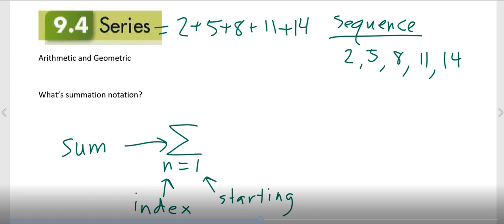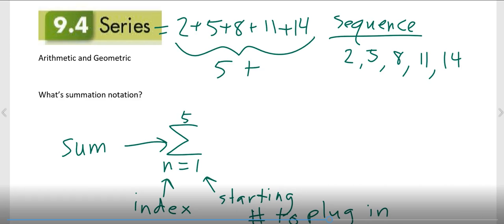You could think of this like the number that you're plugging in, like an x value. And then we have a stopping point. So let's say for this particular group of numbers, we had 5 terms, right? 5 terms. So it has a stopping point of 5.